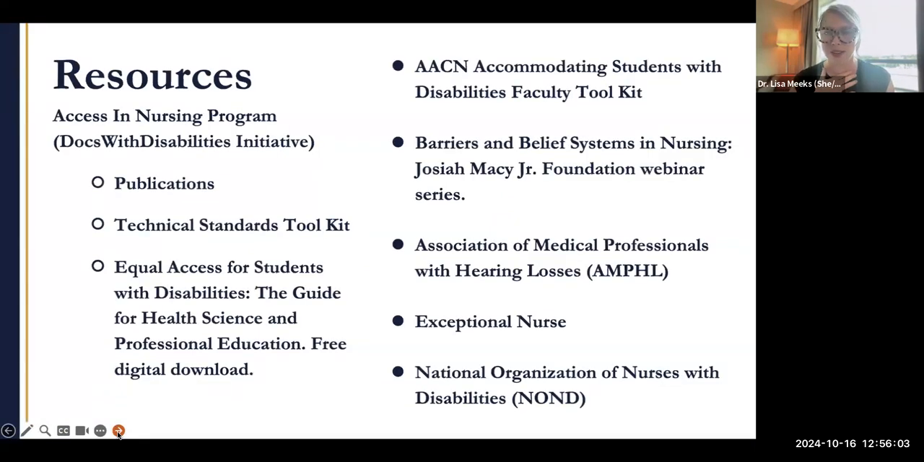We also want to give you lots of resources. So certainly the Docs with Disabilities Initiative Access and Medicine program is one source of information. We have publications. We have a new nursing publication coming soon. We're very excited. It's the first of its kind. We have the book Equal Access, which, as you've been told, is now available for download. And we have a technical standards toolkit, and you will receive several resources. But there are also other great people doing work in this area. So the AACN has been phenomenal partners with us, and they have an Accommodating Students with Disabilities faculty toolkit that we'll share the link to in your resource bundle.